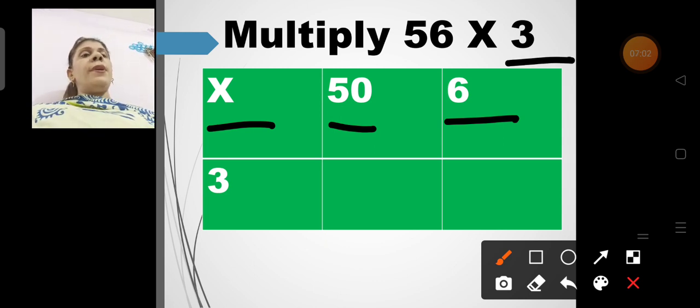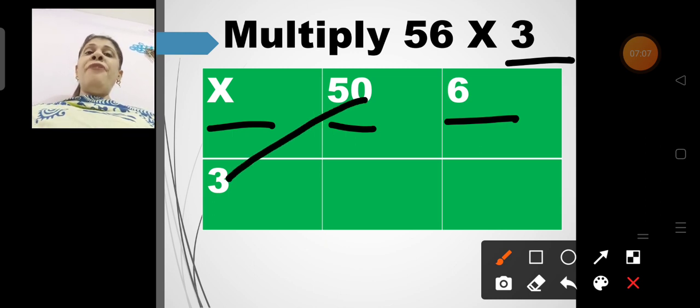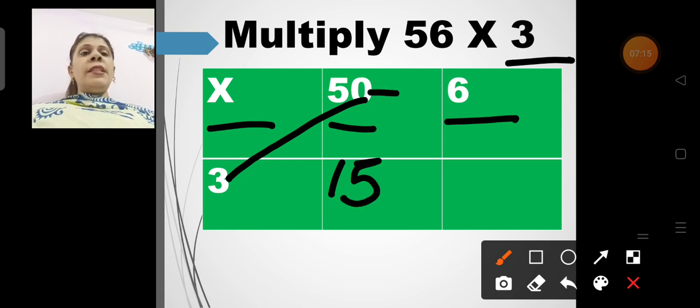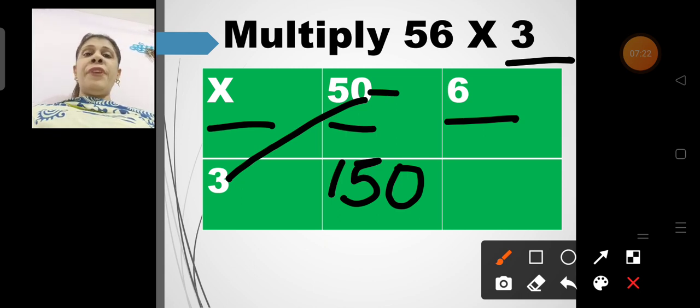Now what I am going to do is I am going to multiply 50 by 3. Again I will multiply 5 3s first. So 5 1s are 5, 5 2s are 10, 5 3s will be 15. Okay. Now this 0 is left. I will write here this 0. So 50 multiplied by 3, I get my answer as 150.